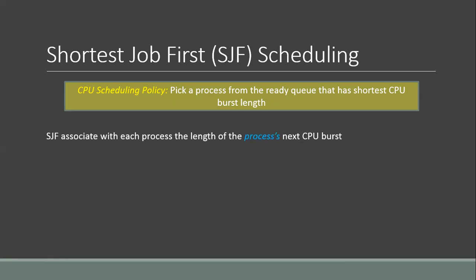SJF associates with each process the length of the process's next CPU burst. This means in this algorithm, each process has a corresponding CPU burst length, the length of the next CPU burst. What is CPU burst? CPU burst is the time when the process will be executing on the CPU.